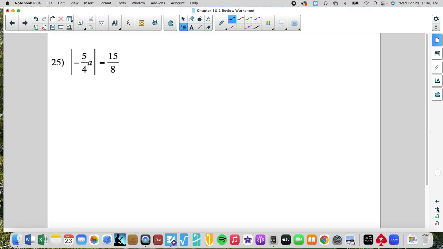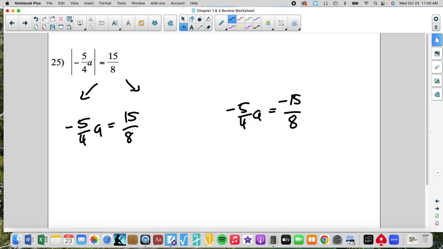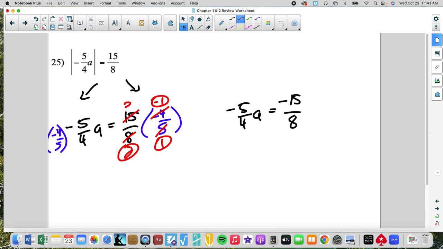It's already isolated, so we can write two statements. We have negative 5/4 A equals 15/8, and we have negative 5/4 A equals negative 15/8. We're going to multiply by the reciprocal, negative 4/5. We're going to cancel. Negative 4 goes negative 1. That's 2, 5, and 3. We get A equals negative 3/2.